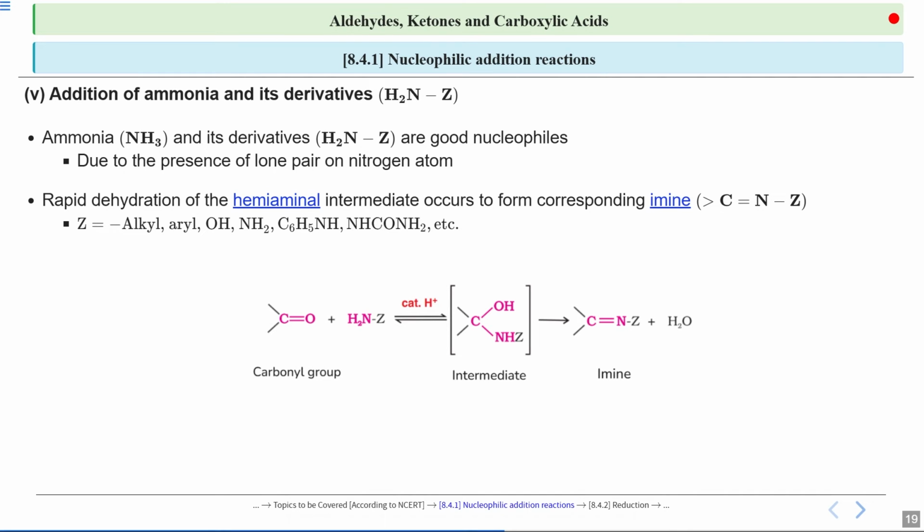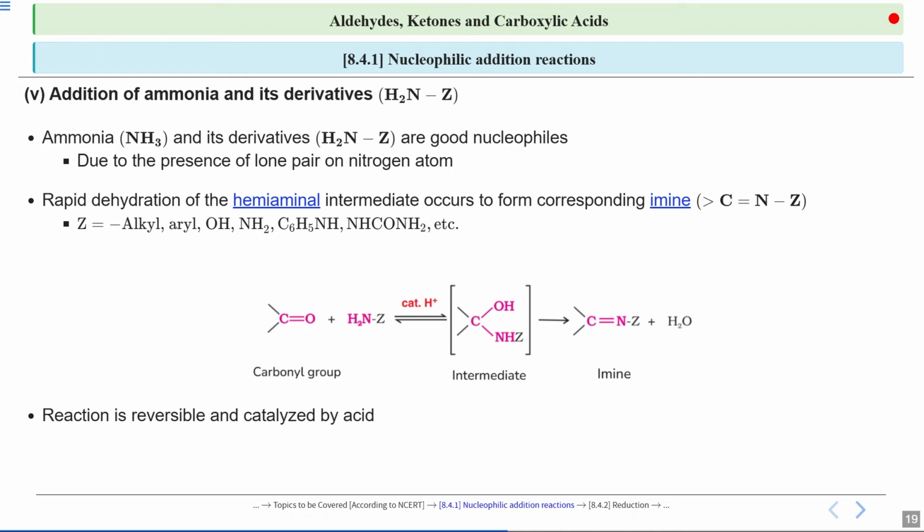If you look at this particular reaction, you have a carbonyl group. When you react it with ammonia or derivatives of ammonia in the presence of a catalyst, which is H+, you get an intermediate, and this intermediate is hemiaminal. See, to the same carbon, one OH group is attached and one NHZ is attached. This intermediate is quite unstable. Further, there is rapid dehydration of this intermediate and you finally get an imine and water is released.